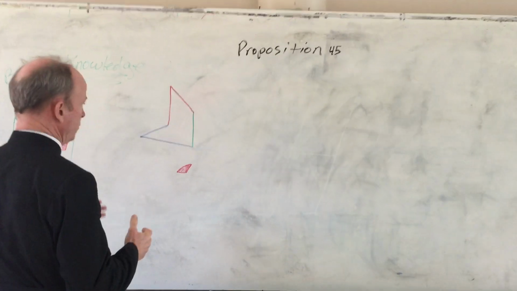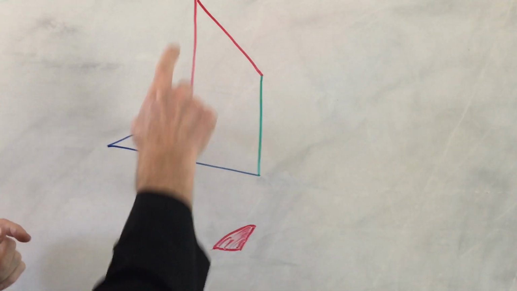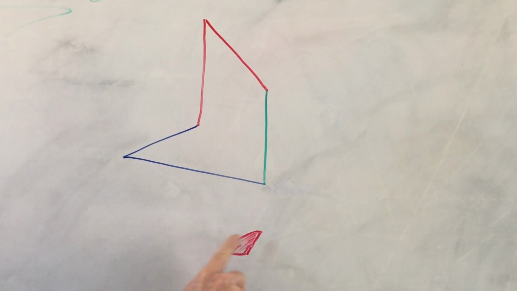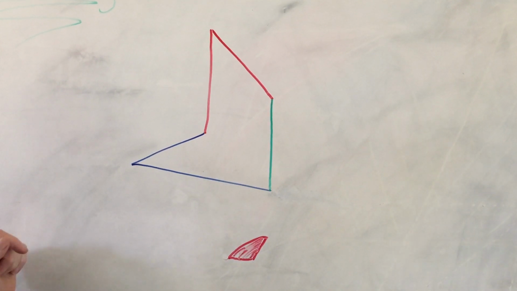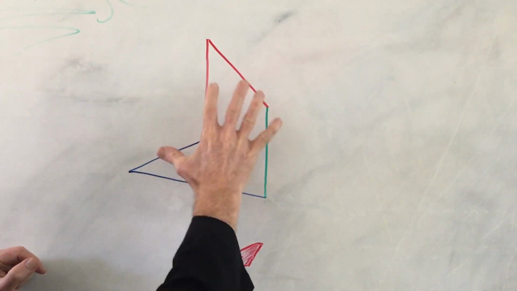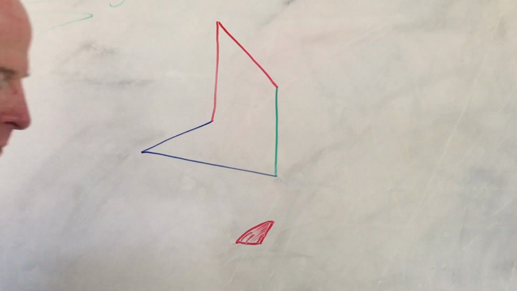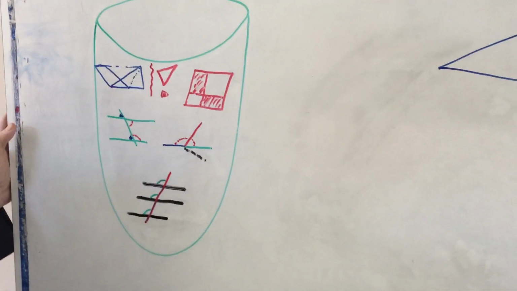Okay, so here we have our rectilineal figure. It could be 20 sides; this one has 1, 2, 3, 4, 5 sides. And here we have our given rectilineal angle. Thus it is required to construct a parallelogram equal in area to this figure and having an angle equal to this angle. For our proposition today, we're going to go to our bag of knowledge.